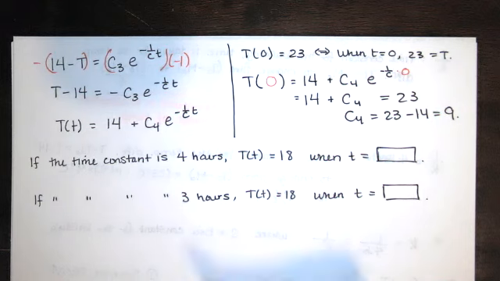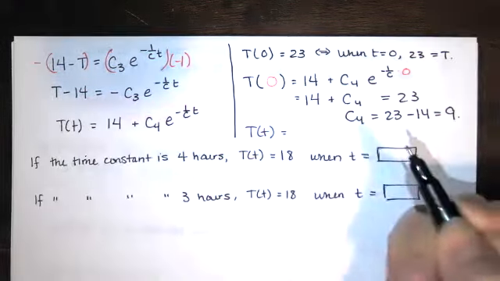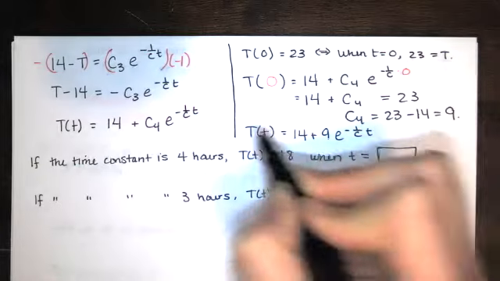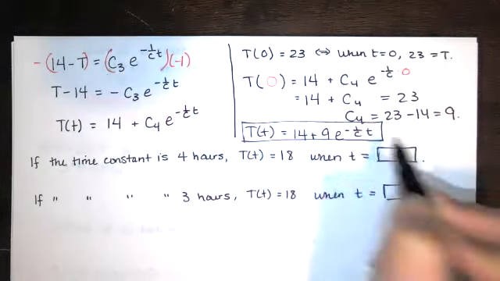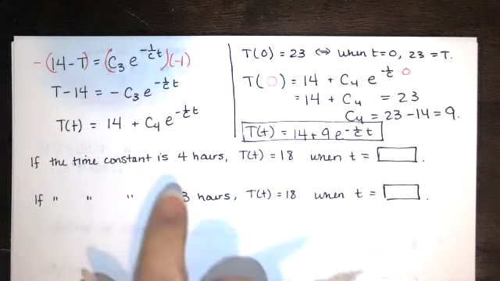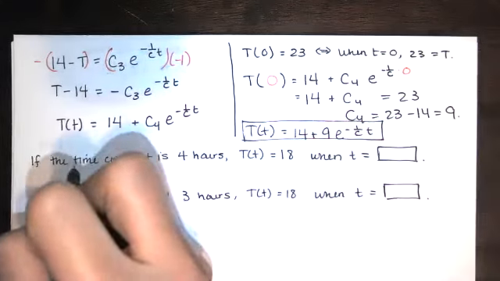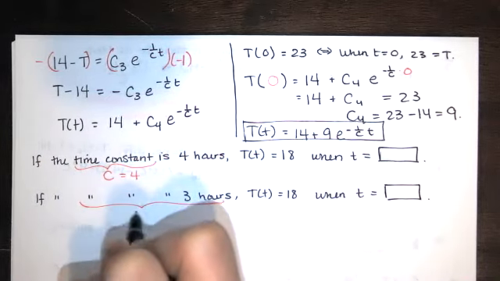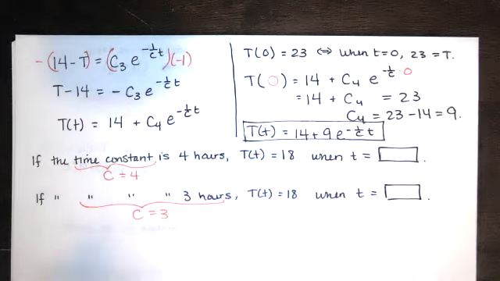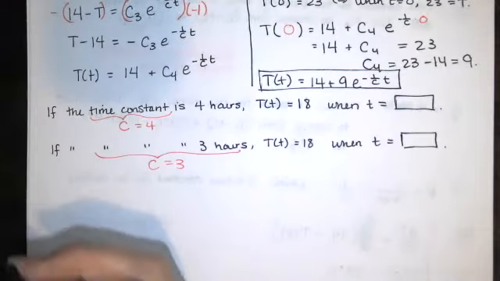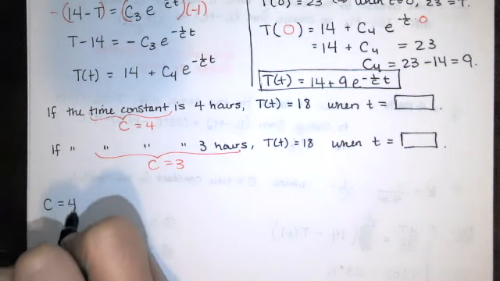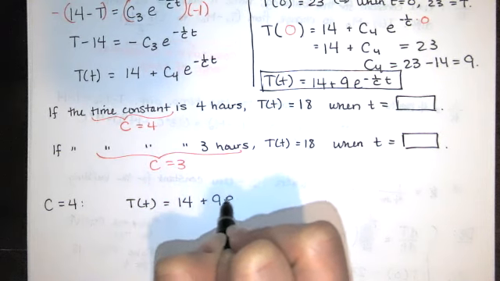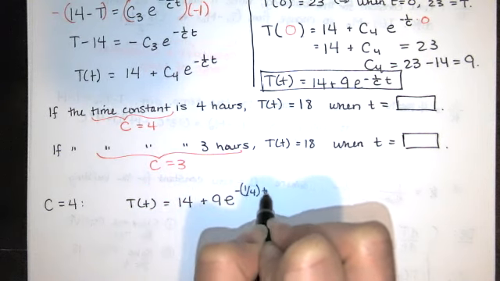Okay, so our temperature is 14 plus 9 times e to the negative 1/c times t. That's our temperature in the building as a function of time. Now we're going to use that to answer this question. And remember, the time constant is being represented by capital C. So this piece says that C equals 3, and this piece says that C equals 4. When C equals 4, this is what we have: temperature as a function of time is 14 plus 9 times e to the negative 1/4 times t.